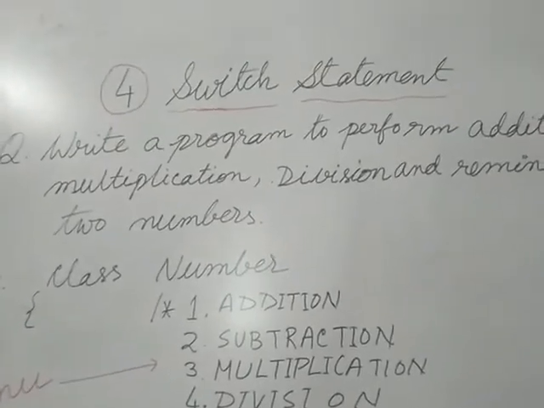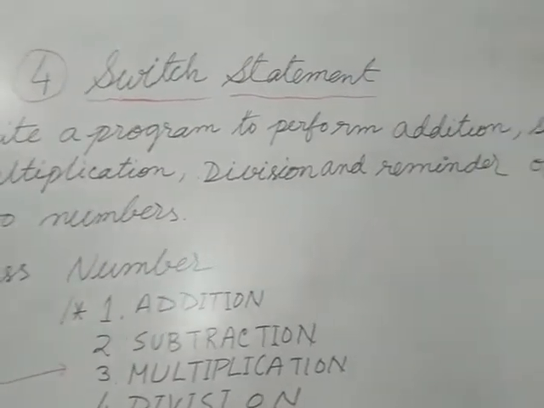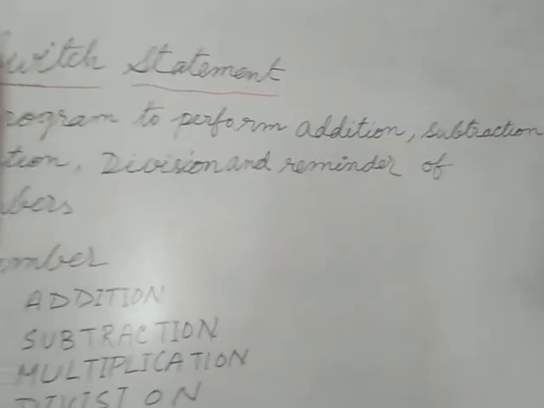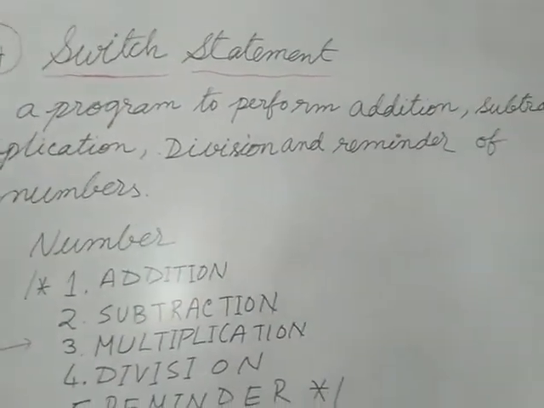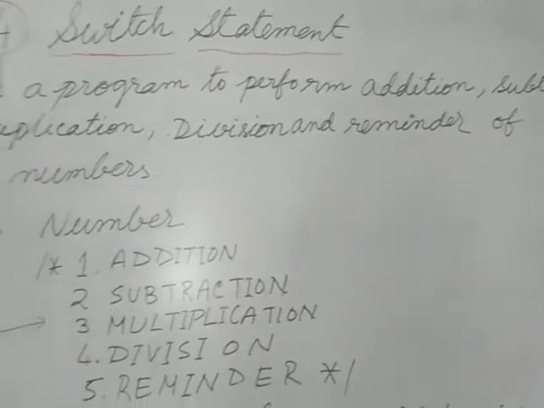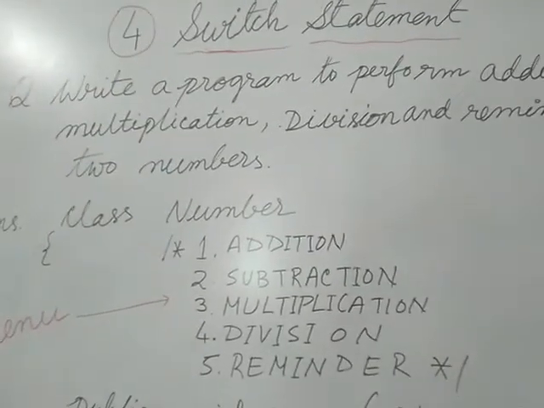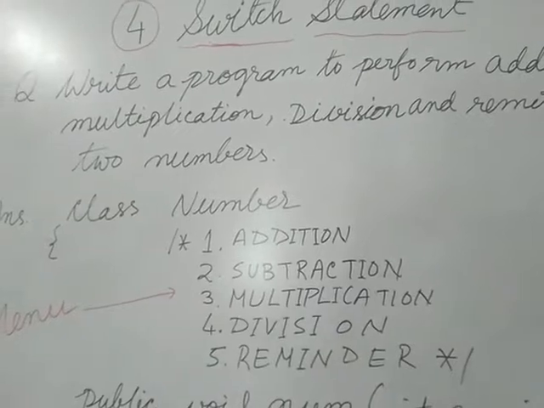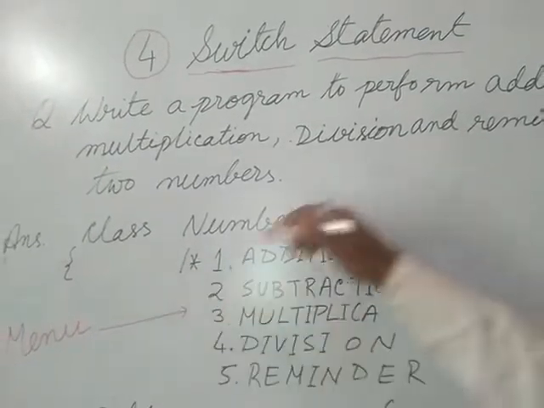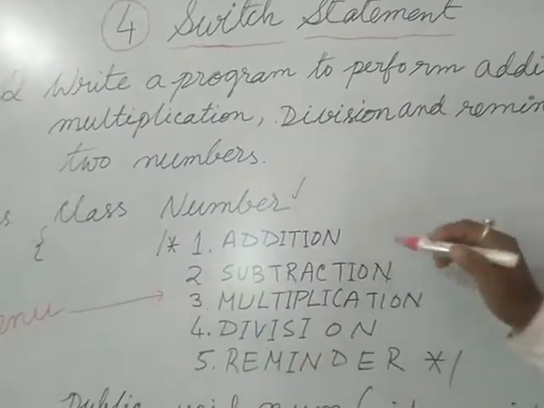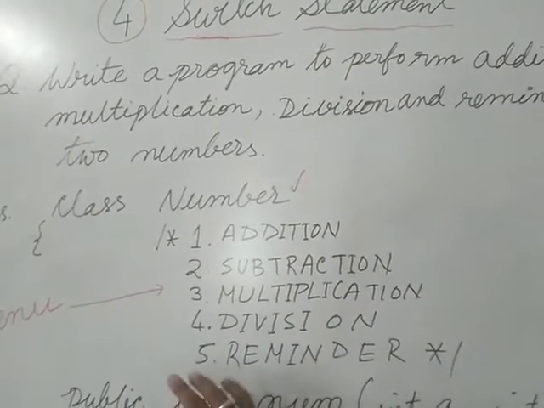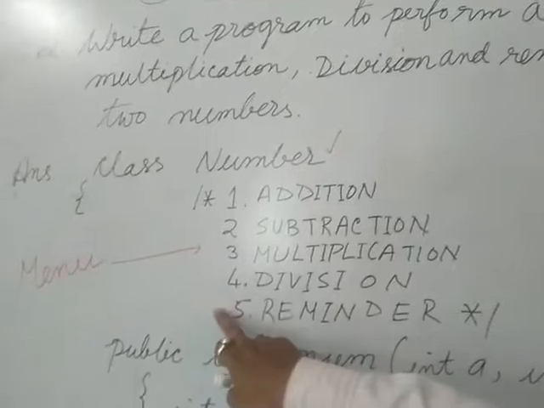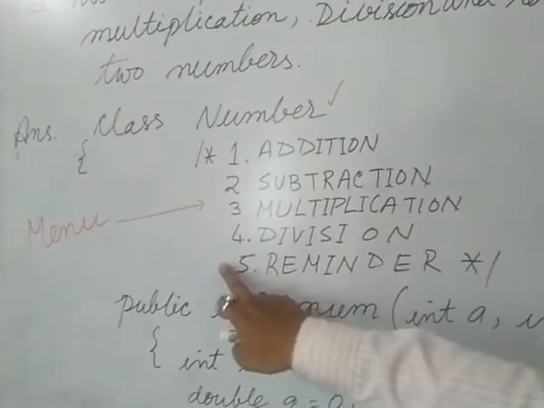Now the question is, write a program to perform addition, subtraction, multiplication, division and remainder of two numbers. Now I am starting the program. I start the program with the class name as Number, and this is the way we create a menu. Creation of a menu is compulsory, and this menu carries 2 marks in our program.